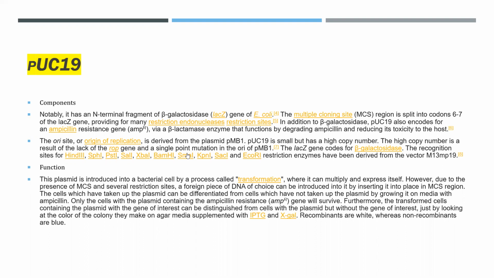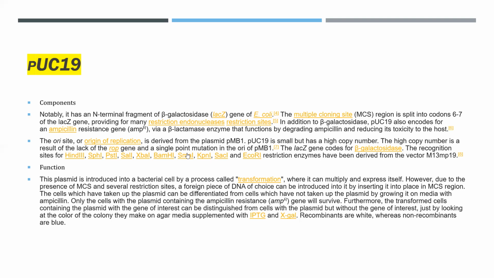Next, beta-galactosidase, this is one enzyme. The ori site means origin of replication process. It can be used from the plasmids. Next, the plasmid function. The plasmid is introduced into a bacterial cell by a process called transformation, where it can multiply and express itself.